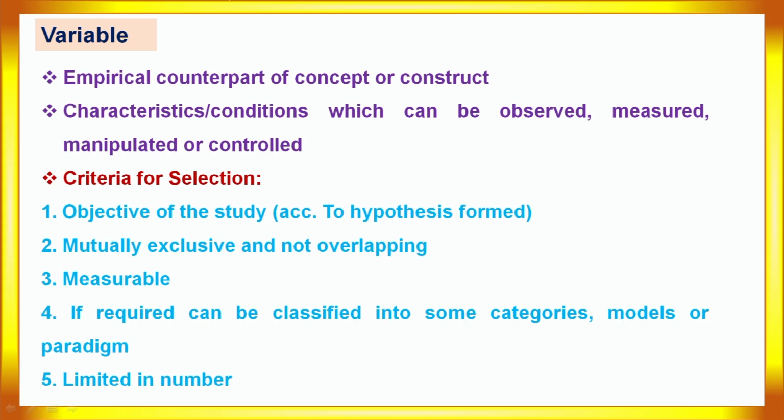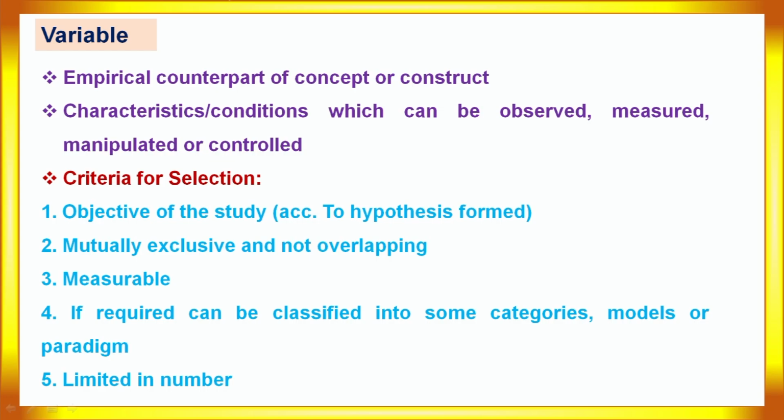So, what is a variable? Variable simply means that which varies. It may be the characteristics of an individual, it may be the characteristics of a group, it may be a thing or an object whose values vary. So, a variable is a characteristic or condition which can be observed, measured, manipulated and controlled.